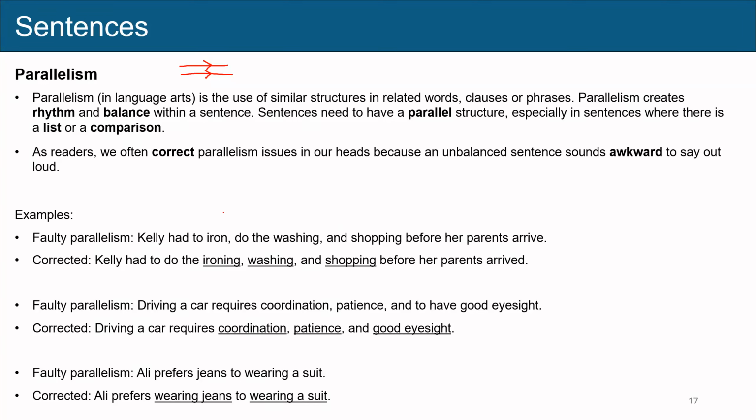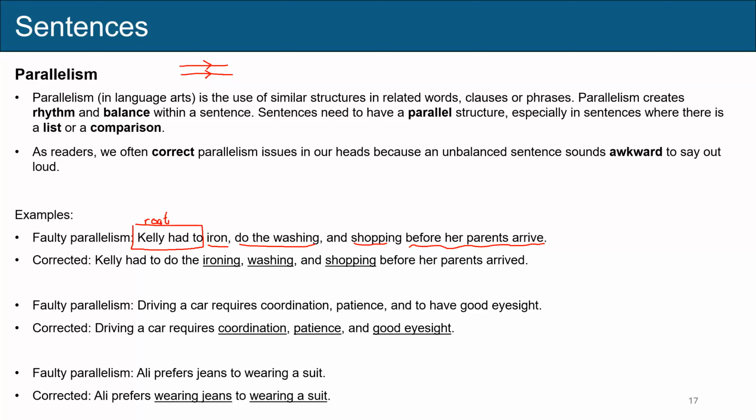So here we've got a list of the things Kelly needs to do. The root of this sentence would be Kelly had to. Different teachers might call these different things. I'm going to call it the root of the sentence. I've also seen people call it the stem, other things that often relate to trees for some reason, not sure why. And so we have our list: iron, do the washing, and shopping.